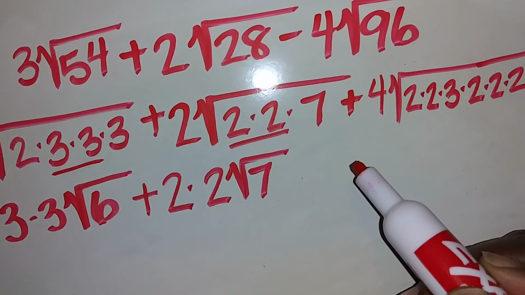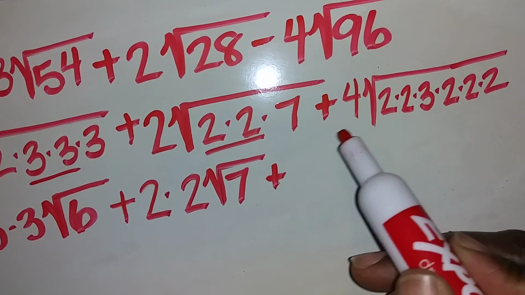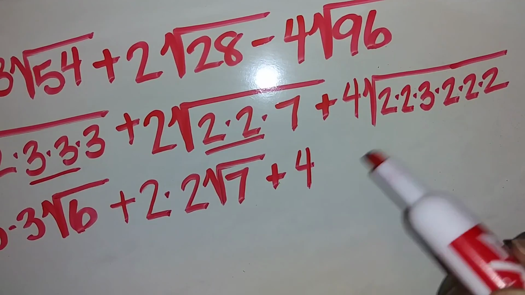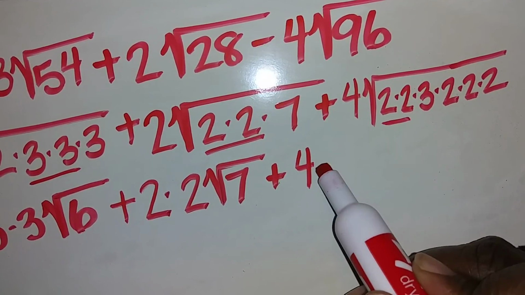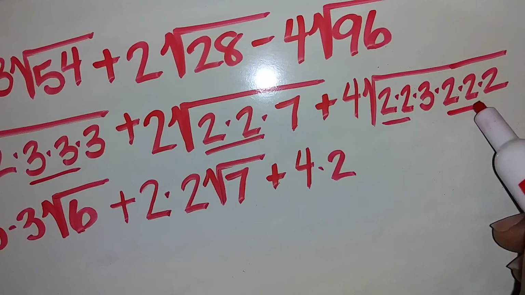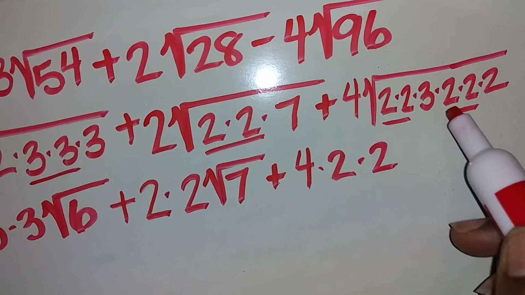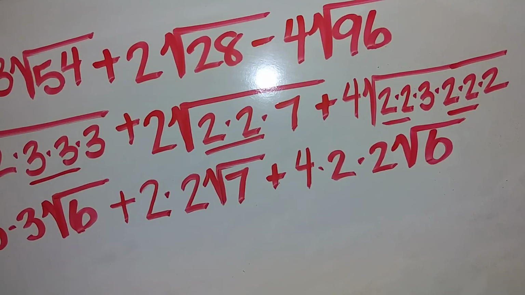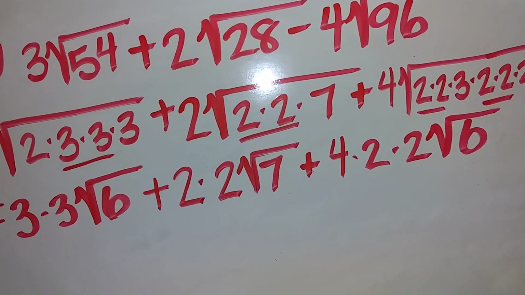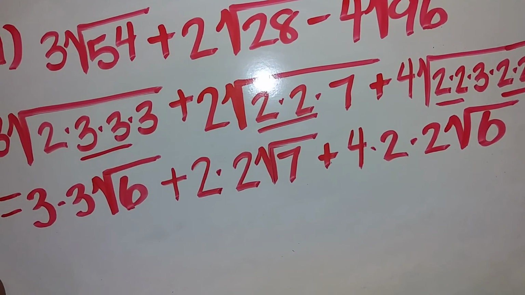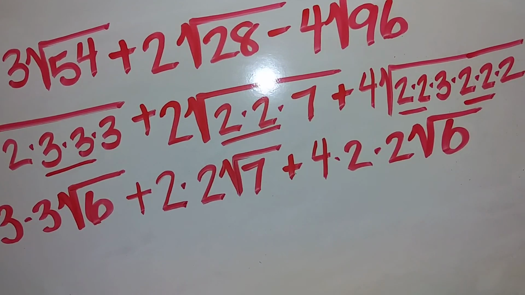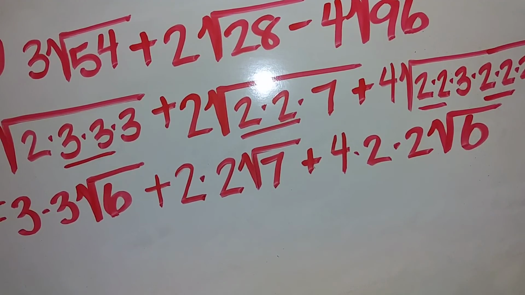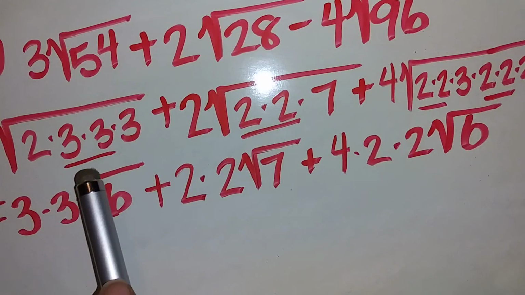All right, let's look at it one more time. Bring down that coefficient 4. I see a pair of 2s. I see another pair of 2s. And I'm left over with 2 times 3, which is 6. Okay, so it looks a little ugly, but just take your time and look at it. Okay, let's talk about it one more time before we go on to the next step.